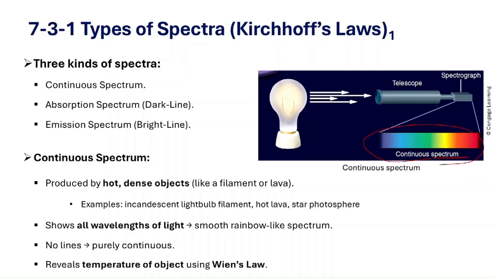And here's where physics comes in. From this continuous spectrum, we can measure temperature. By using Wien's law, the wavelength where the light is strongest tells us how hot the object is. For example, cooler stars peak in the red while hotter stars peak in the blue. So this image shows an illustration of a continuous spectrum. Notice how the colors blend smoothly with no breaks. This is exactly what Kirchhoff's first law predicts for a hot, dense source.